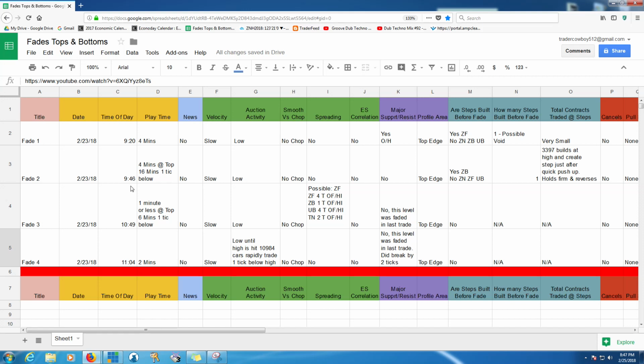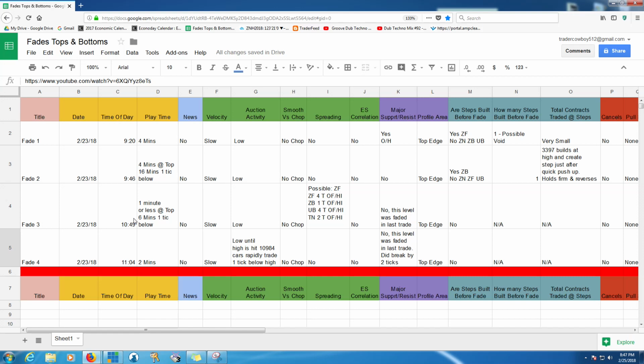So, everything in this spreadsheet is fade tops and bottoms. My big strategy is fading a top or bottom on the profile. So I have fade 1, 2, 3, and 4. These are the titles of the rows, and it's just going to go up from there: fade 5, 6, 7, all the way up to 1,000.